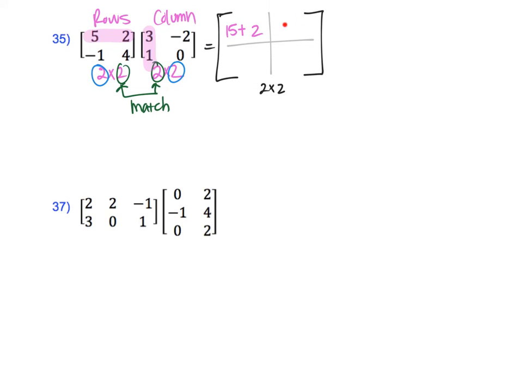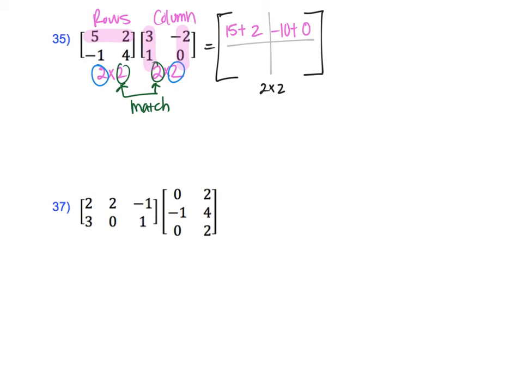So if I want to figure out what goes here, notice this is still the first row. So I still want to use this row, but this is the second column. So I don't want to multiply with this first column anymore. I want to use the second column. So again, I'm going to take this row and multiply by this column. So 5 times negative 2 is negative 10, plus 2 times 0 is 0.